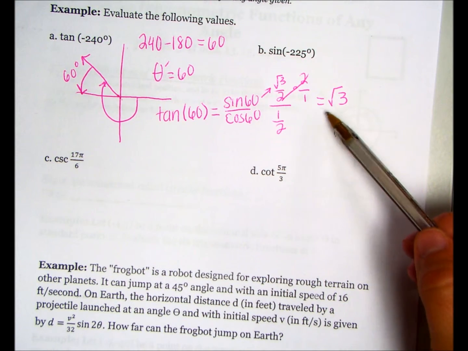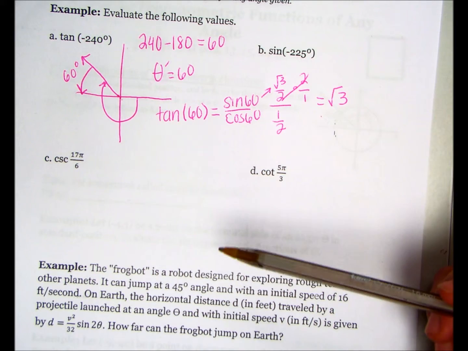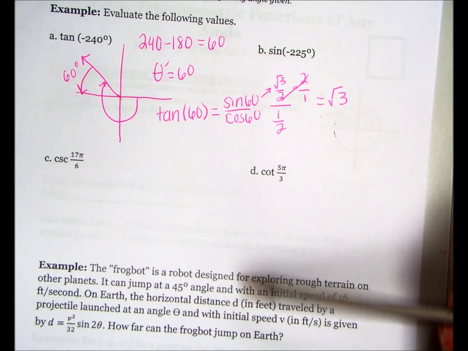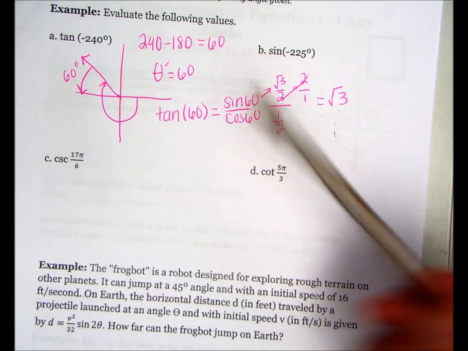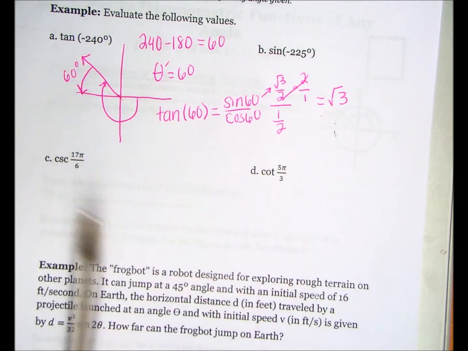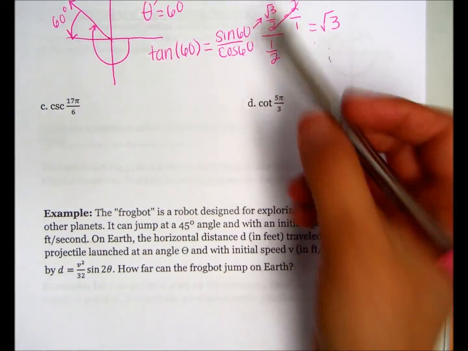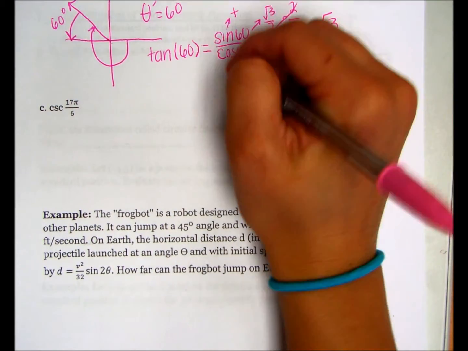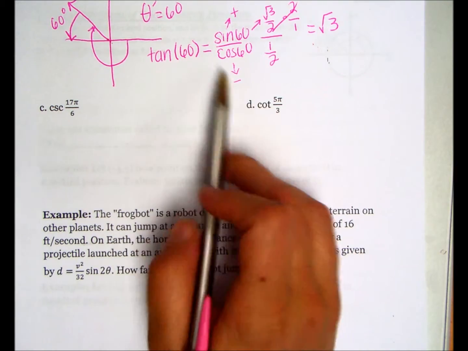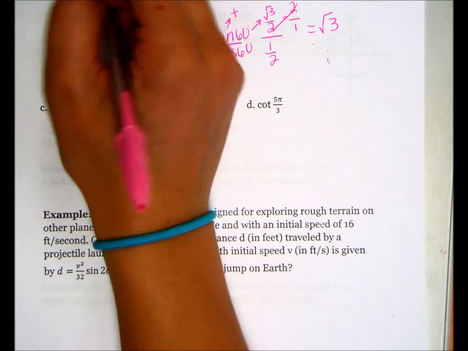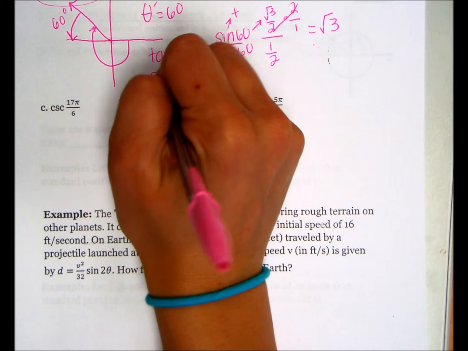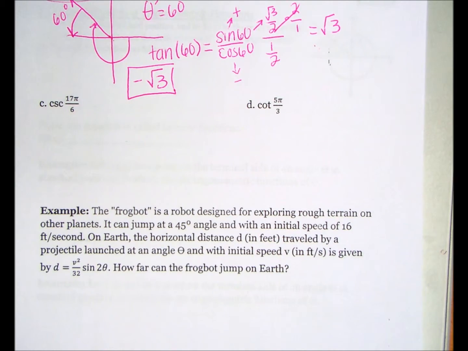But here's where you have to check back to that chart or that graph that I just made saying what's positive, what's negative. I'm in quadrant 2. So in quadrant 2, I know that sine is positive. So this sine is going to be positive and this is going to be negative, so I know that my tangent is going to be negative. So my final answer is negative square root of 3.